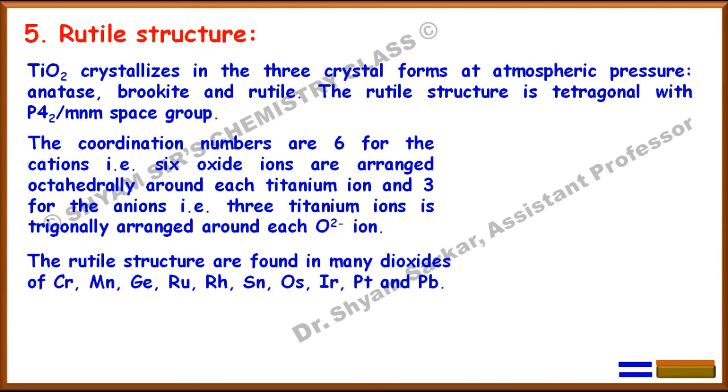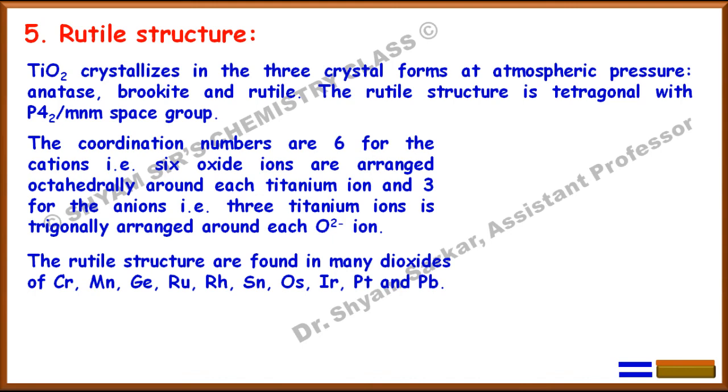The rutile structure is found in many dioxides of chromium, manganese, germanium, ruthenium, rhodium, tin, osmium, iridium, platinum, and in case of lead also. So there are a lot of examples with this rutile type of structure.